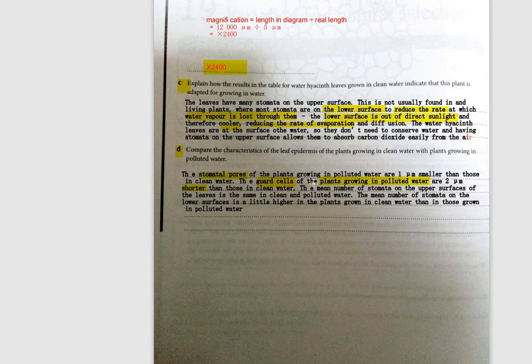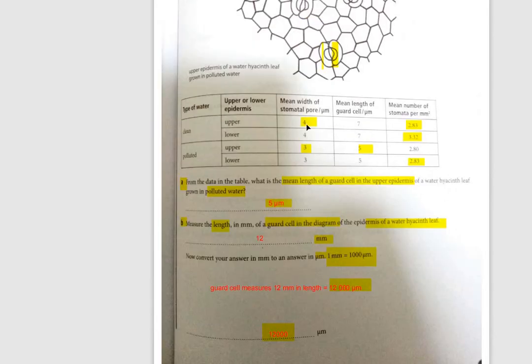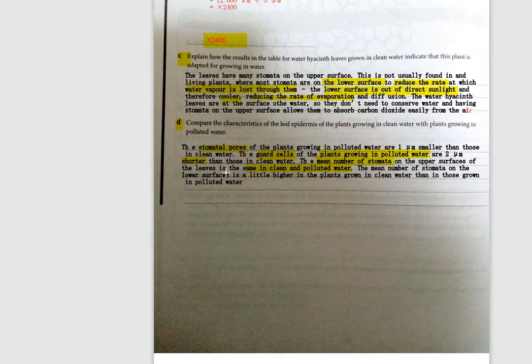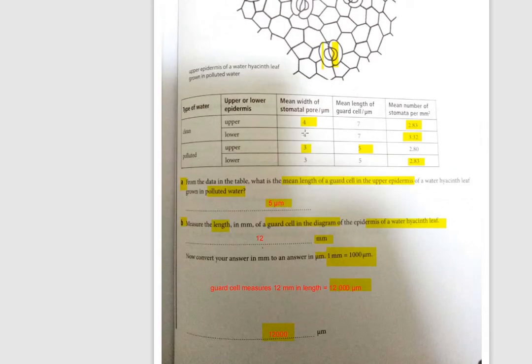And the mean number of stomata on the upper surfaces of the leaves is the same in clean and polluted water, meaning it's the same, 4 and 4 in clean and 3 and 3 in polluted. This is what they mean. And the mean number of stomata on the lower surfaces is a little higher in the plants grown in clean water than in those in the polluted water, meaning it is higher in the lower epidermis than in the lower epidermis of the polluted water.